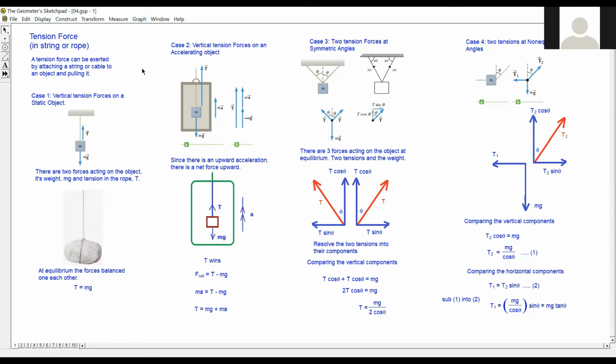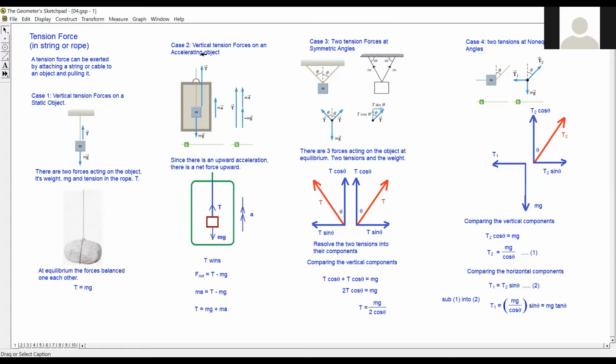We have two situations here. One where the object is in equilibrium. That means the object is not moving. All the forces balance one another. So it means the upward force is equal to the downward force. The force to the left is equal to the force to the right. So we have equilibrium. And at the same time, we also have cases where the object is accelerating.